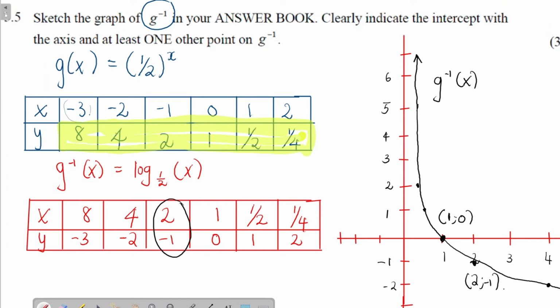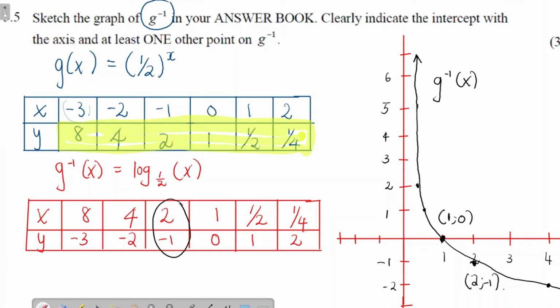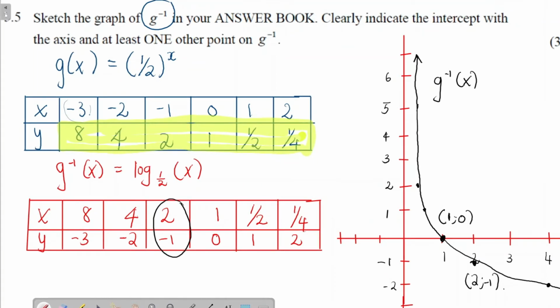This question is basically asking you to go to your function or even your table and see where the x values of our g of x function will give us y values that are greater than and equal to -2. Okay, so let's look at our y values. You want x values that will give y values that are greater than and equal to -2, right?